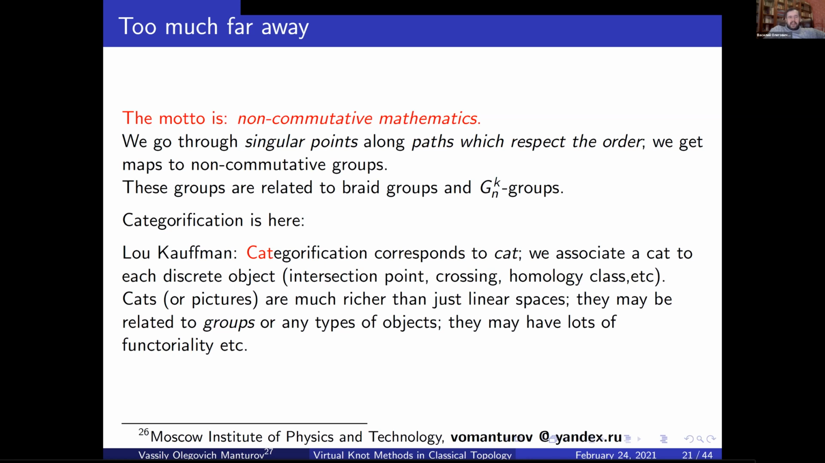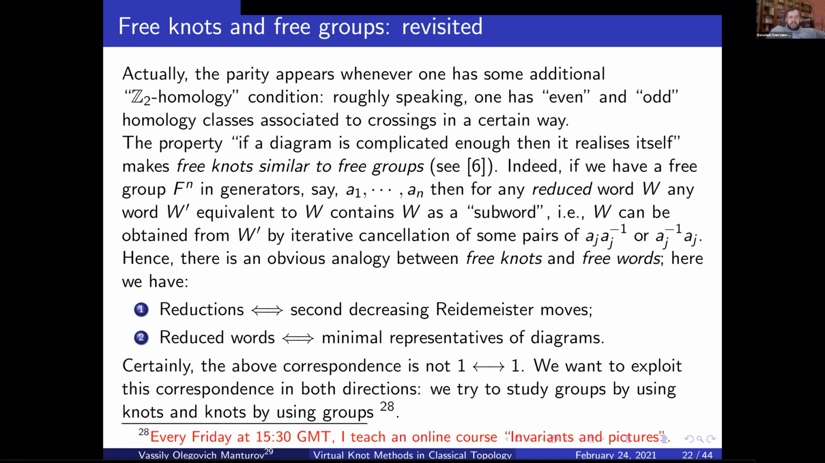So we can get a categorification here, and something in this relation is done in my works with William Rushford, but again, this is done for virtual knots. Again, I want to revisit something I started from today. So we want to have a free group. Free knots are very much similar to free groups. For free groups, the reductions are just when we cancel A and A to the minus 1. And for free knots, excuse me, I do the second decrease Reidemeister move. So I have 2 crossings which are canceled if they are kept by a bigon.